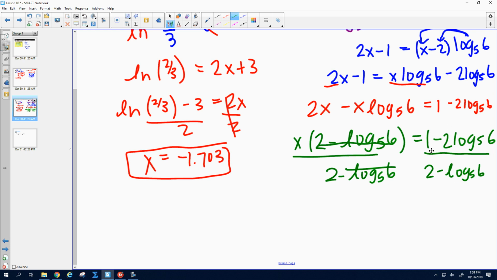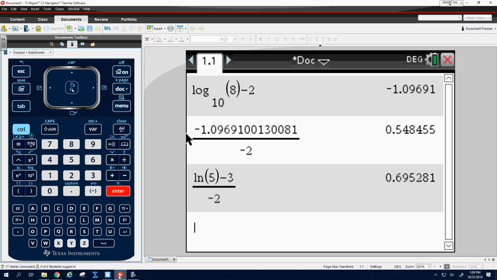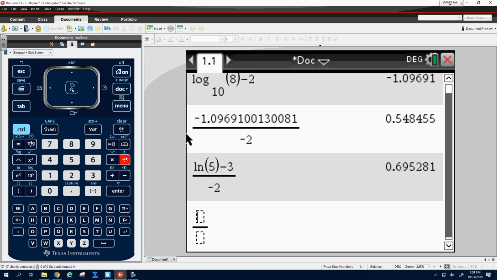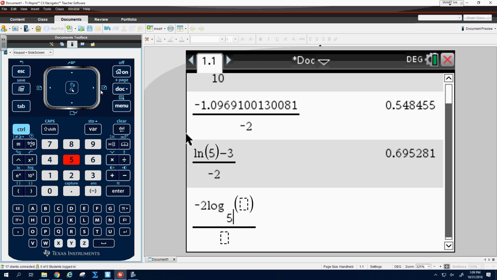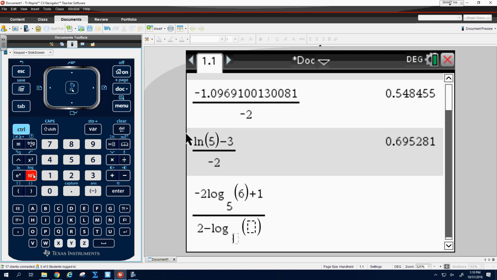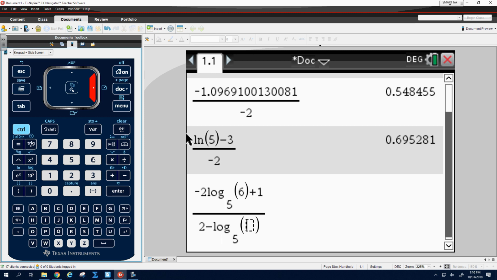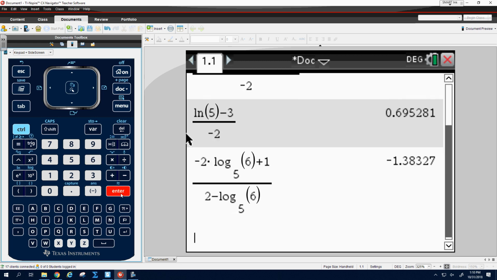So now we're going to plug this whole thing into our calculators. So you want to press the Control Divide button so that you can plug in the whole entire thing, which was -2 log base 5 of 6 plus 1 all over 2 minus log base 5 of 6. And we get -1.383.